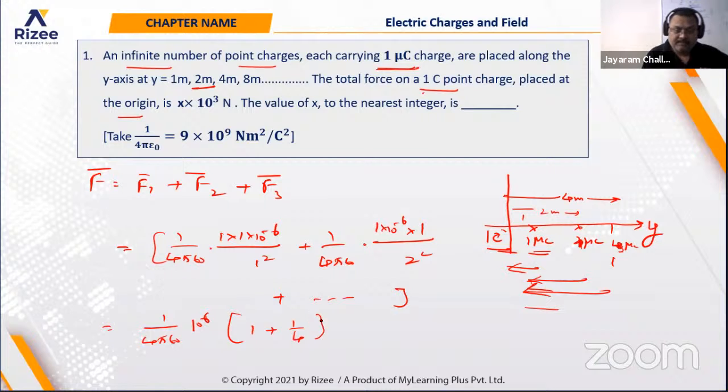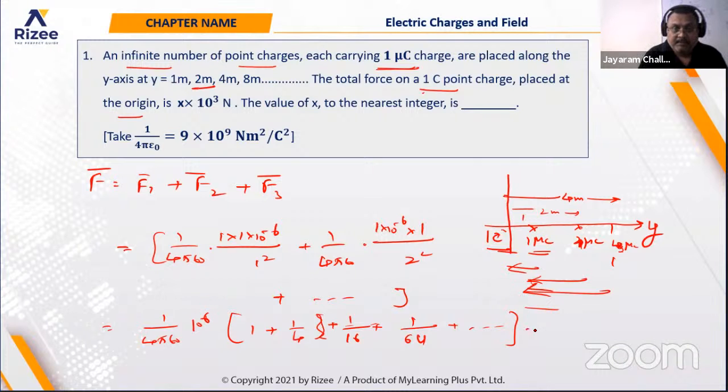2 square will be 1 by 4 or so on like that. 2 square, 1 by 4, plus next one 1 by 4 square, 16. Next 1 by 8 square, 64, plus so on like that. Is it not a GP, sir? Apply the geometrical progression value and solve this one.